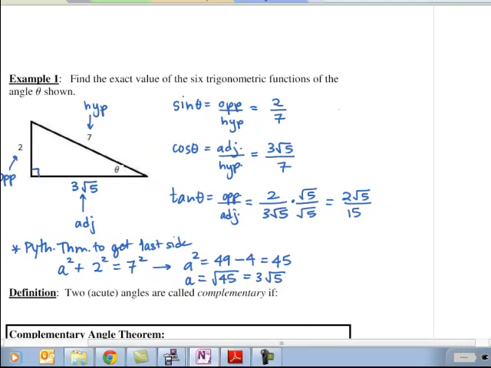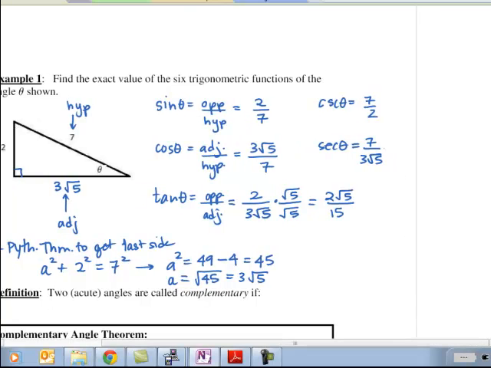Once we've got those 3, the rest are just flipping them over. So cosecant of theta is 7/2, the reciprocal of sine. Secant of theta is the reciprocal of cosine, so we'd flip this over and rationalize, of course. So 7 times the square root of 5 over 15. And then the last one, cotangent of theta. If we look at what we had at the start, 3 times the square root of 5 over 2 it would be if we flip that over.